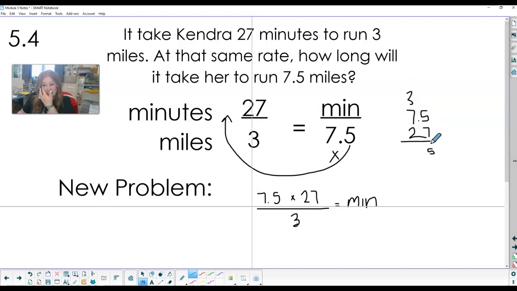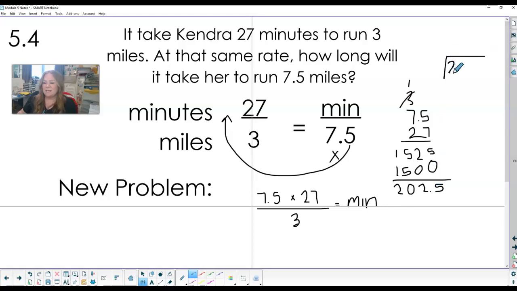Make sure you're doing this with me. 49 plus 3 is 52. Here's my placeholder 0. 2 times 5 is 10. 2 times 7 is 14 plus 1 is 15. So there's 5, 2, 10, and 2. And I have 1 decimal place. And now we are going to divide that whole thing by 3.